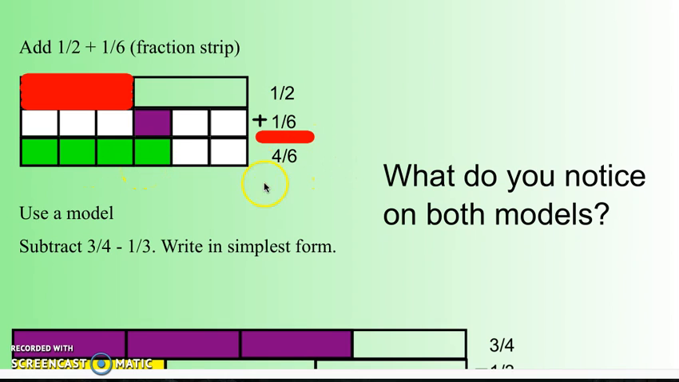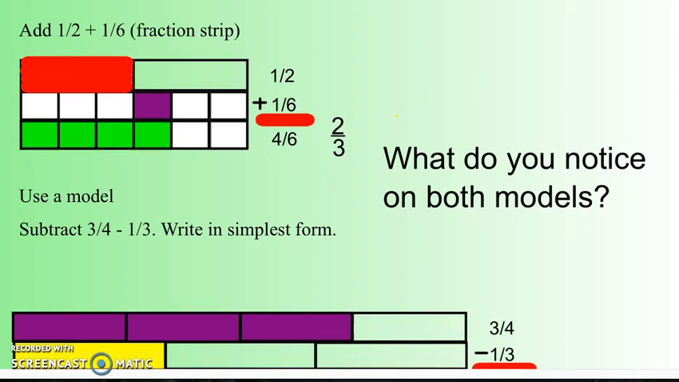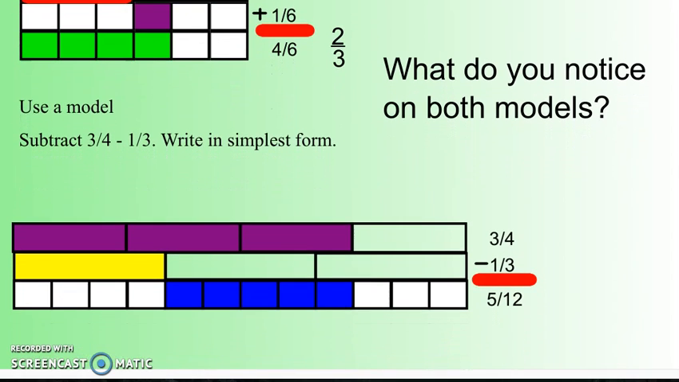So we have 4/6 as an answer, which is equivalent to 2/3. Now, because I can divide both the 4 and the 6 by 2, it's the same as, or equivalent to, 2/3. Okay, so let's look at another model.